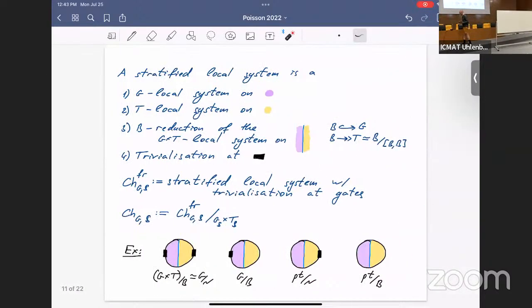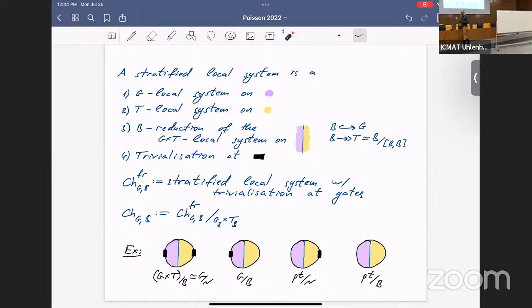Now we have stratified surfaces, and I promised to talk about character varieties. So we'll also have stratified local systems and moduli spaces of those. So what's a stratified local system? Okay, it's a triple, actually a quadruple. It's a G-local system on the union of G regions. It's a T-local system on the union of T regions. It's a B reduction of the G cross T local system along each of the walls.